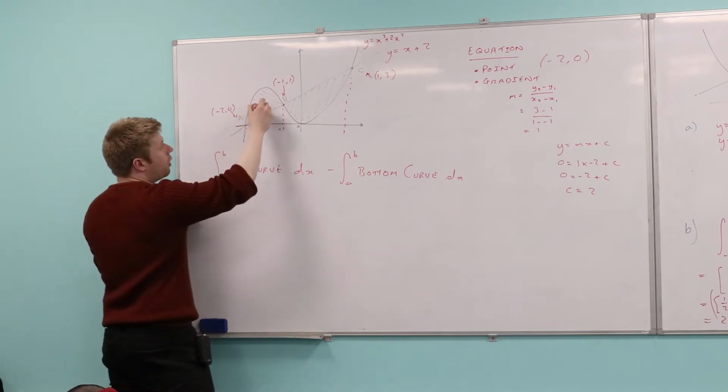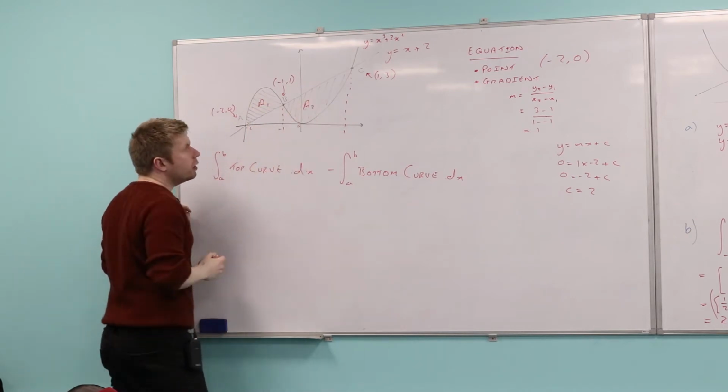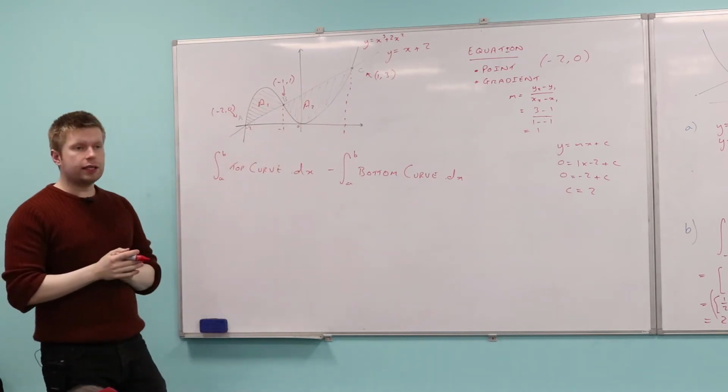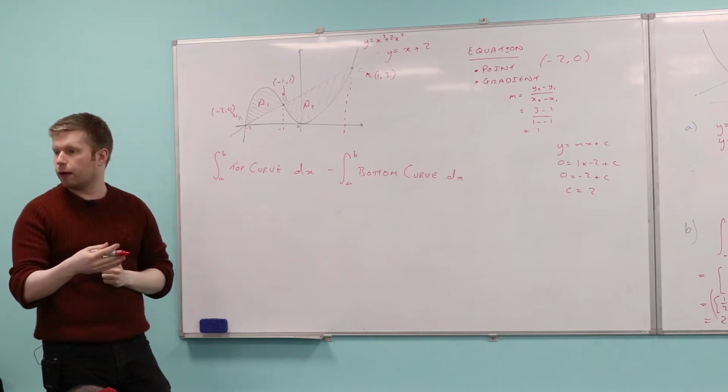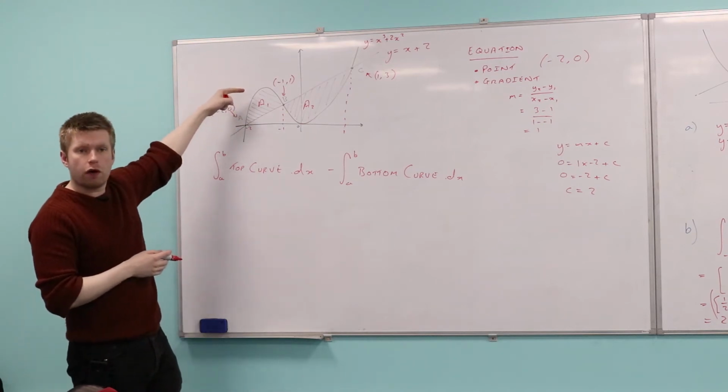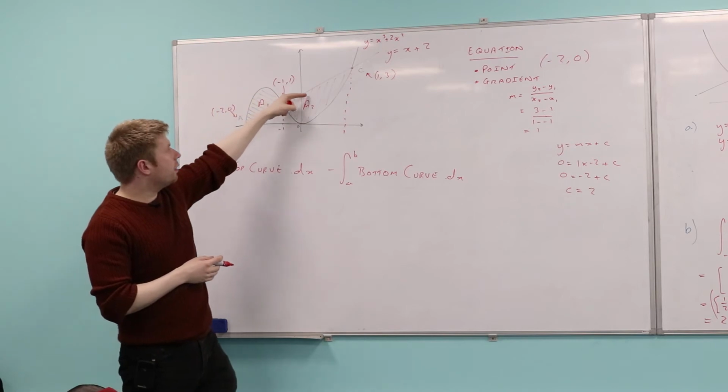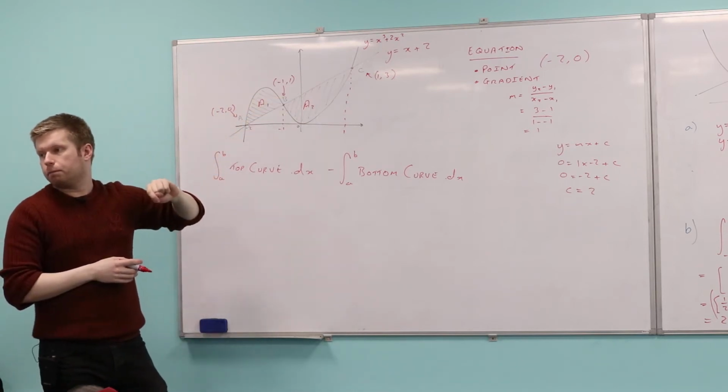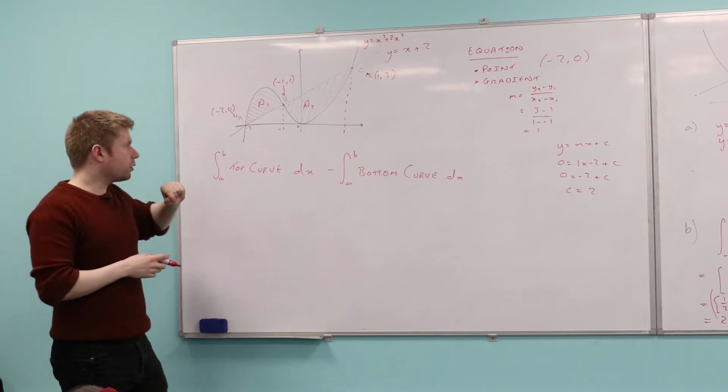So if I call that area 1 and that area 2, just work them out using this idea. But it just means you're going to have to work it out separately because it switches. The curve was on the top in the first area and then the line is on the top in the second area. Does that make sense to everyone? Yeah? Okay, so let's do it.